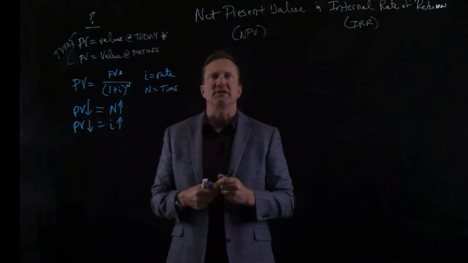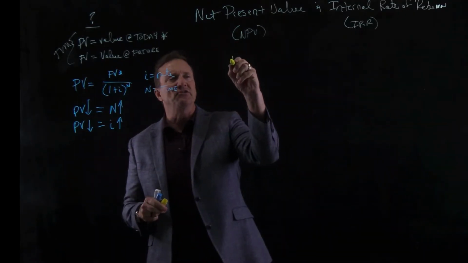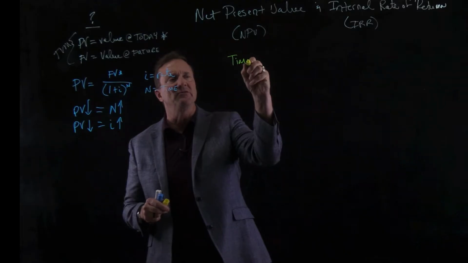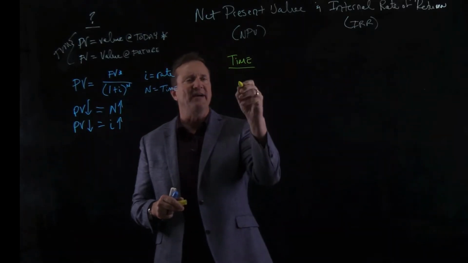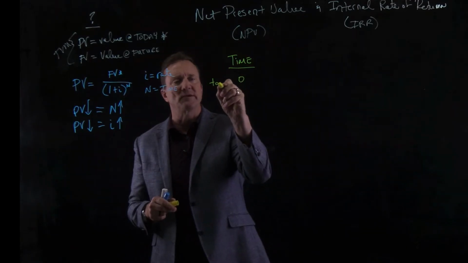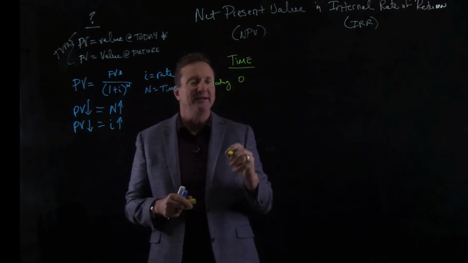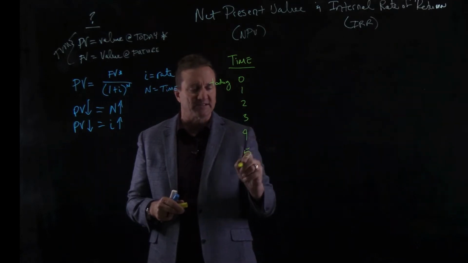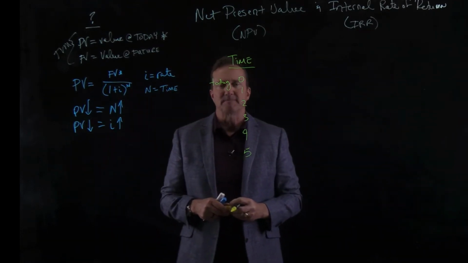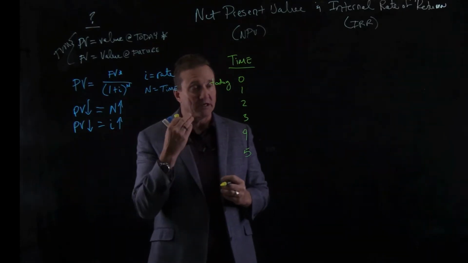Well, let's start off with the net present value. To do this, you need something we've already talked about. You need a concept of time. Time is going to start off at 0, which is always going to be today, and it's going to go to 1, 2, 3, 4, and I've got a simple example out 5 years. All right, so that is the table that we start to set up with.